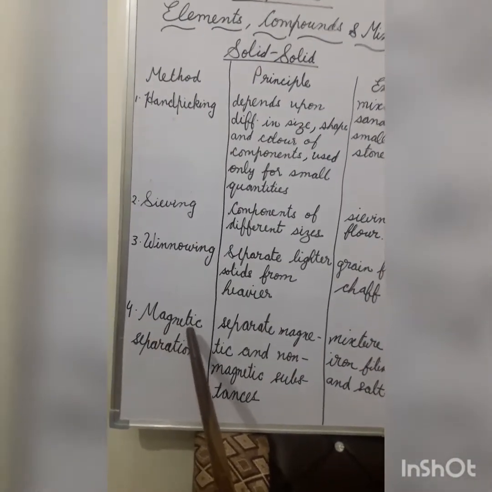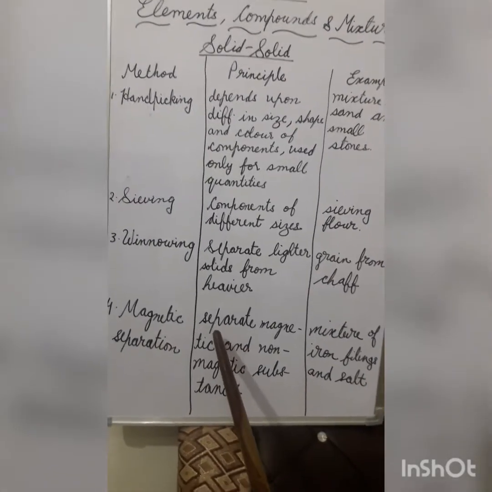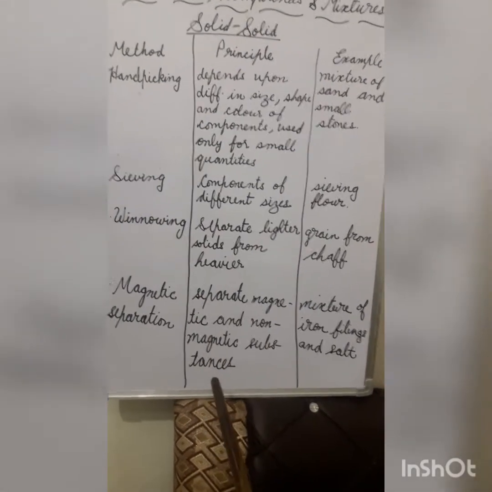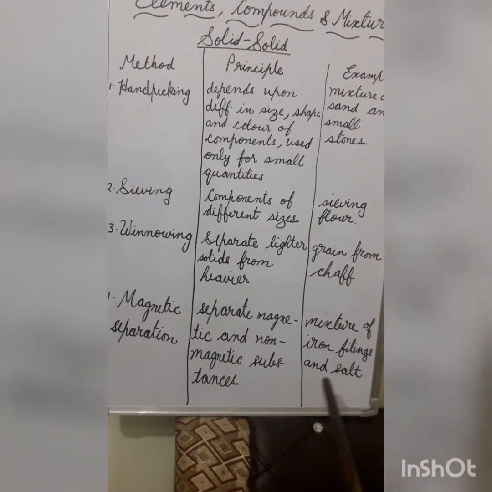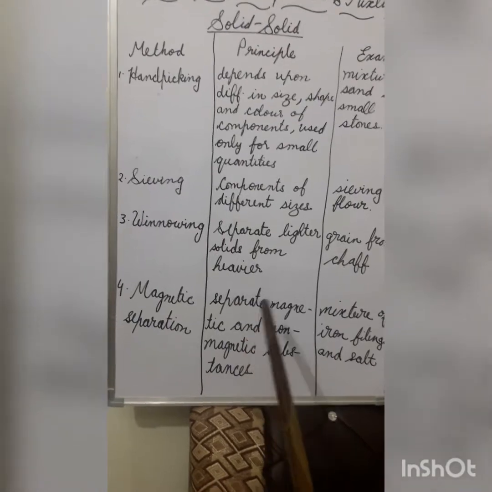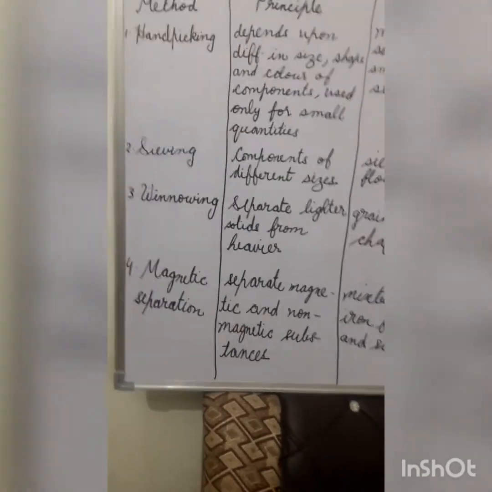The next method is magnetic separation. This method is used to separate magnetic and non-magnetic substances. Example, a mixture of iron filings and salt. You know that iron sticks to the magnet, so that principle is used here for the separation.